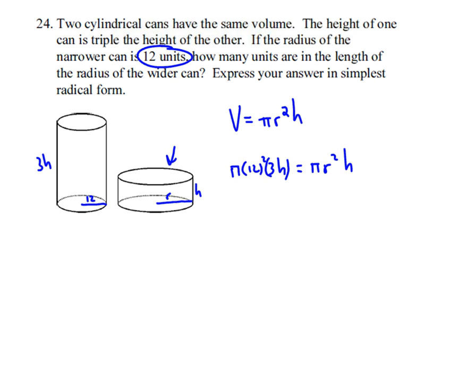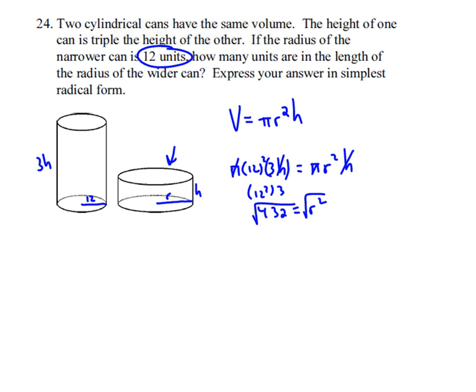The great thing is the h's cancel, the pi's cancel. You can divide both sides by h, you can divide both sides by pi, and that's going to leave you with 432 equals r squared. But if you'd thought about it, you can actually think about this as 12 squared times 3. So when you take the square root of both sides, taking the square root of 12 squared is 12.